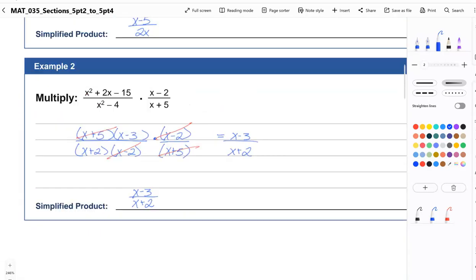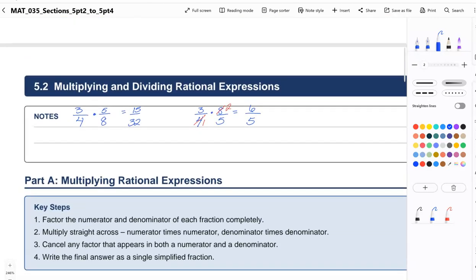So division, I'm going to go back to my little notes section up here. With division, you have to do keep, change, flip. You keep the first fraction, you change it to multiplication, and then you flip the second fraction. Okay, that was different than multiplication. With multiplication, you multiply straight across.